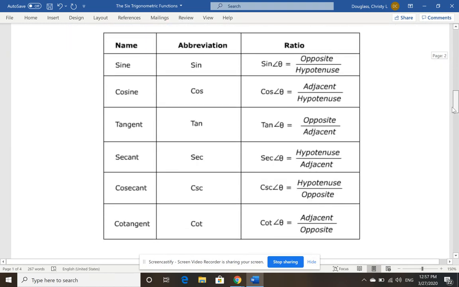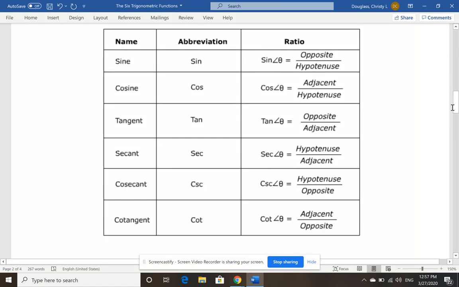Here's a table, and you might want to snap a picture of this or write it down somewhere, because this is the definition of all six trig functions. You're probably familiar with the first three, sine, cosine, and tangent, because you learn about those in geometry. You might remember SOHCAHTOA. Sine is opposite over hypotenuse. Cosine is adjacent over hypotenuse, and tangent is opposite over adjacent.